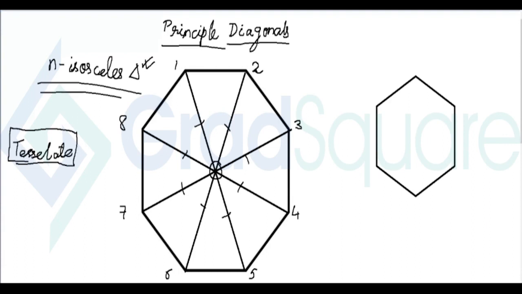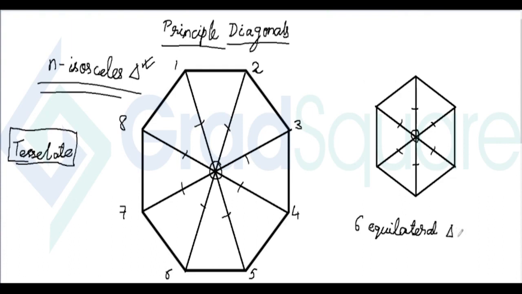A regular hexagon is an extremely symmetrical shape. Why? Because in a regular hexagon, if I draw the principal diagonals, then of course there is going to be a center of this regular hexagon. The center is going to bisect each of the principal diagonals. But this center is going to divide the regular hexagon into 6 not isosceles but equilateral triangles. That's the speciality of a regular hexagon, that from the center, when we join the 6 vertices, it gets divided into 6 equilateral triangles.